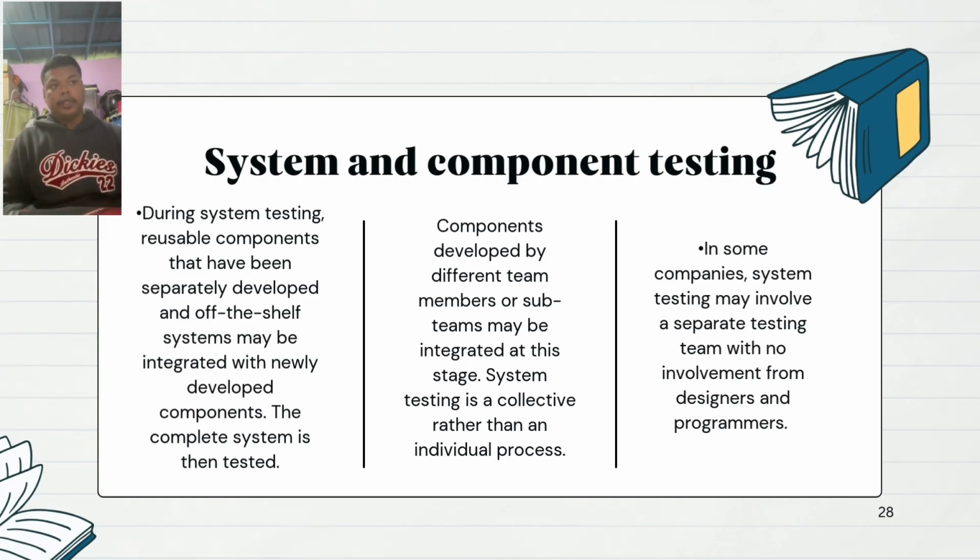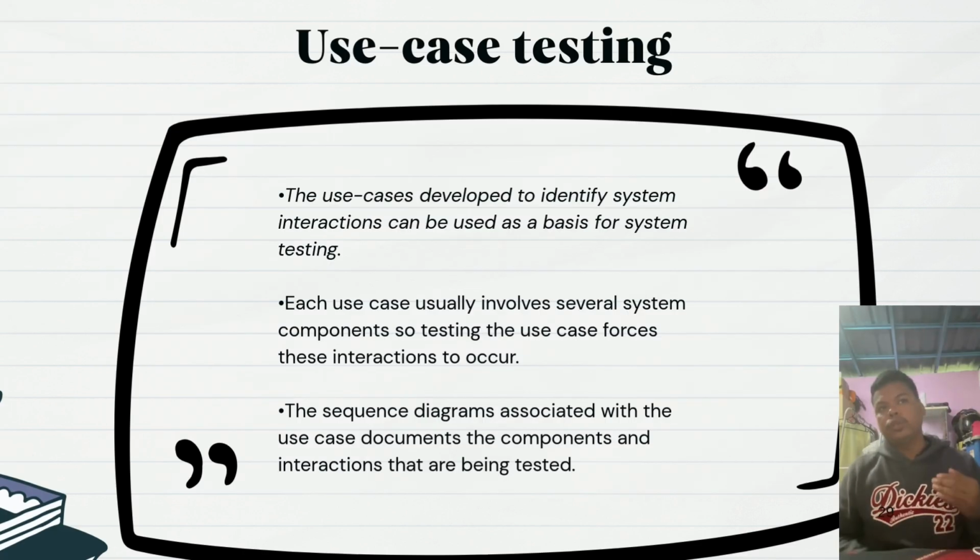System and component testing. During system testing, reusable components that have been separately developed and off-the-shelf systems may be integrated with newly developed components. Then the complete system is tested. Components developed by different team members or sub-teams may be integrated at this stage. System testing is a collective rather than an individual process. And in some companies, system testing may involve a separate testing team with no involvement from designers and programmers. Then we go to use case testing.